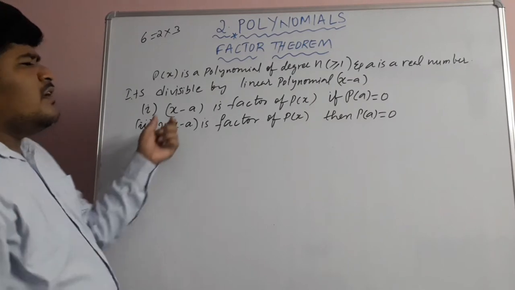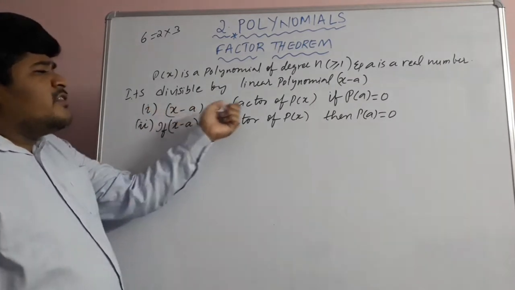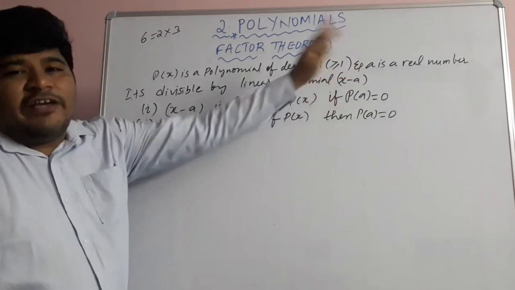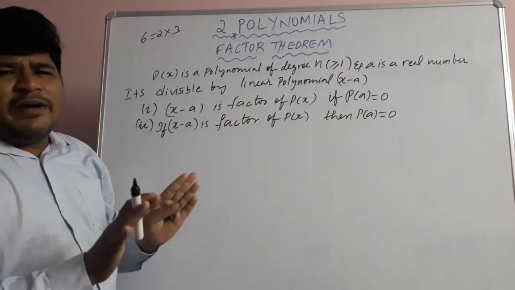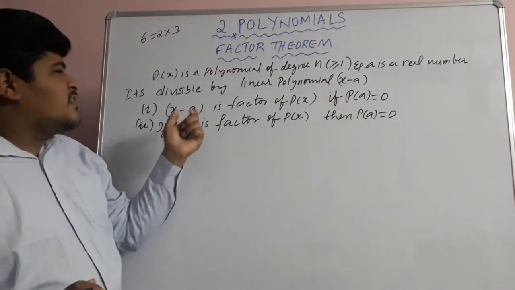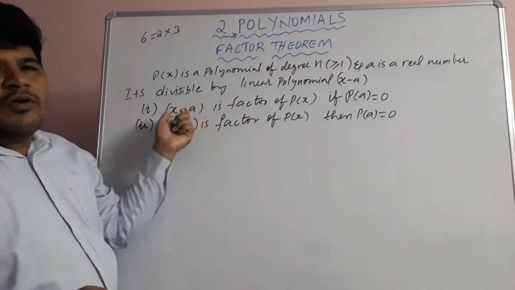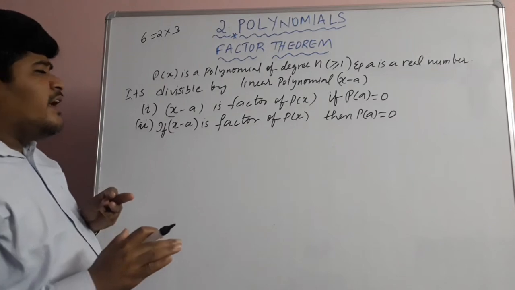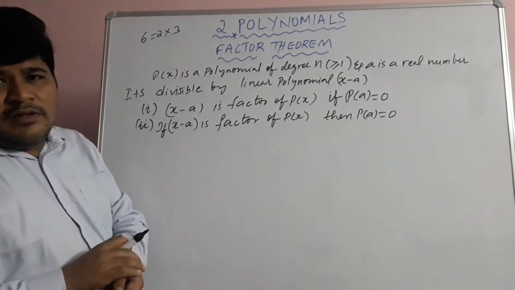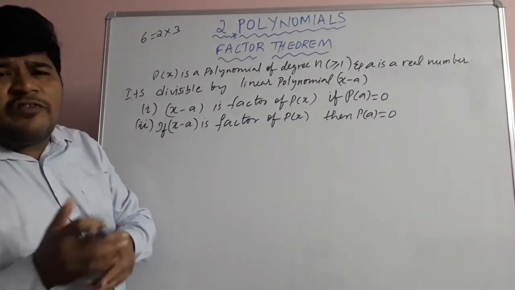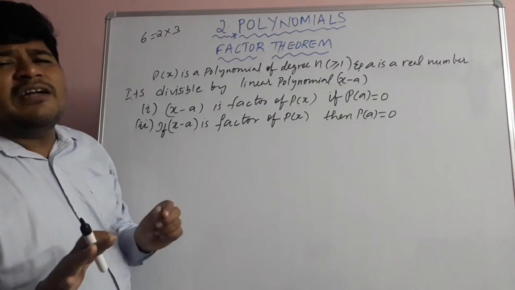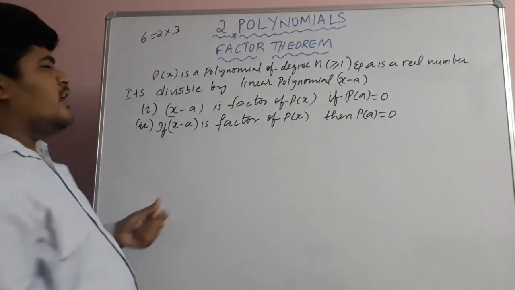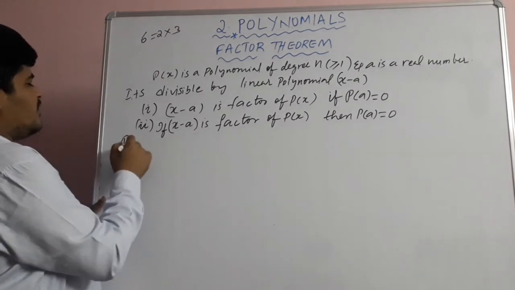So children, it is very simple. x minus a is a factor of P of x if P of a is equal to 0. If the remainder is 0, then the divisor is called a factor. Suppose in a question they give that x minus a is a factor. Then automatically we can tell that its remainder P of a is equal to 0. So children, let's see its proof.